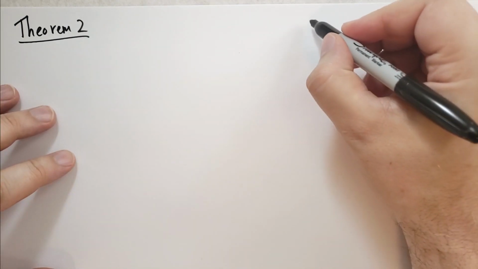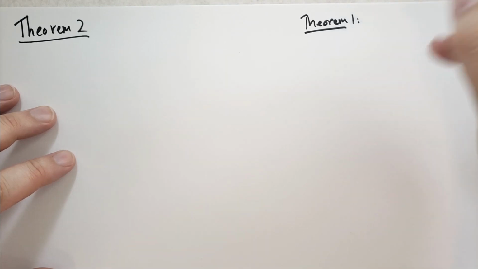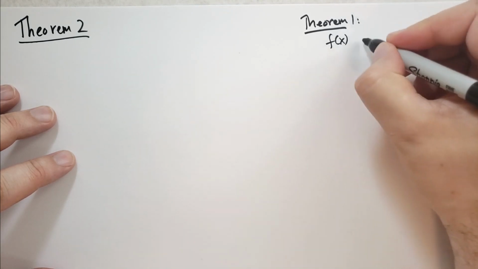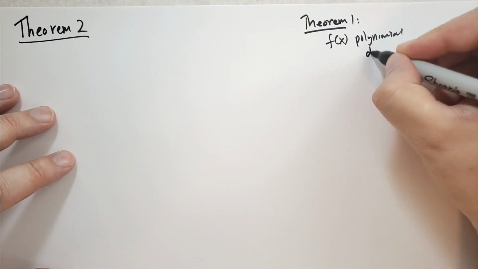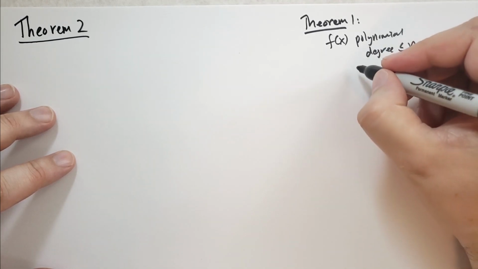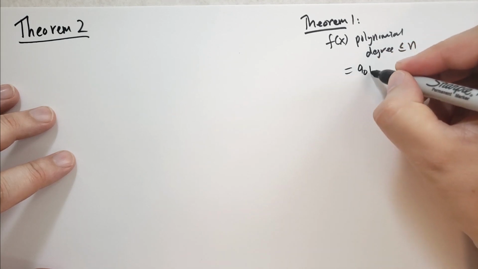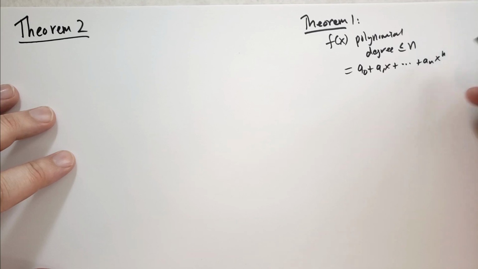We've covered theorem 1 in the previous video, and to recall, we need this result for theorem 2. So theorem 1 said that f of x is a polynomial with degree less than or equal to n. And so basically it's going to be equal to a0 plus a1 of x plus dot dot dot all the way up to a n x to the n.